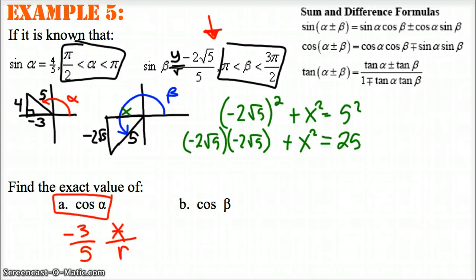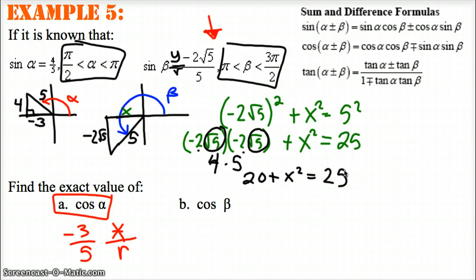And I can write multiplication in any order, so I'm going to multiply 2 times 2 and get 4. Square root of 5 times square root of 5 gives me 5. It's still a product, so I'm going to get 20 plus x squared equals 25. So I'm replacing the (-2 square root of 5) squared with 20. I continue solving for x, and I get x squared equals 5 by subtracting 20. X is the square root of 5.